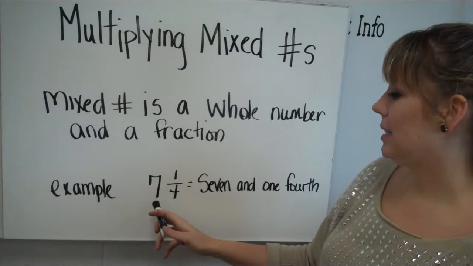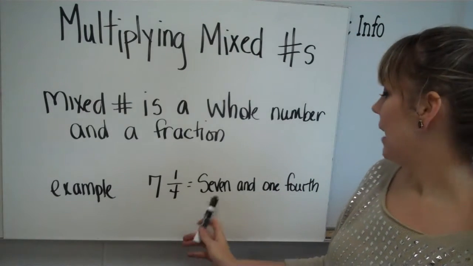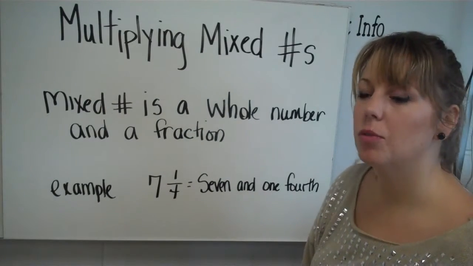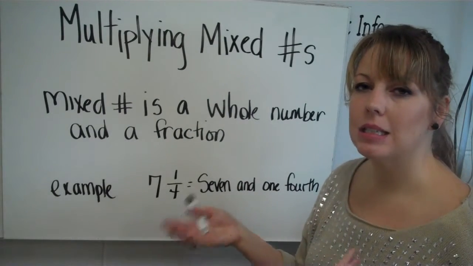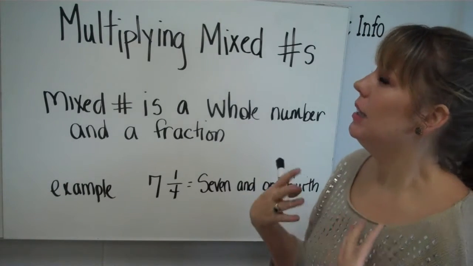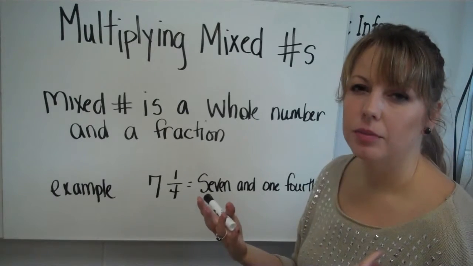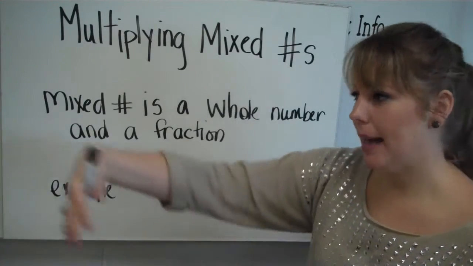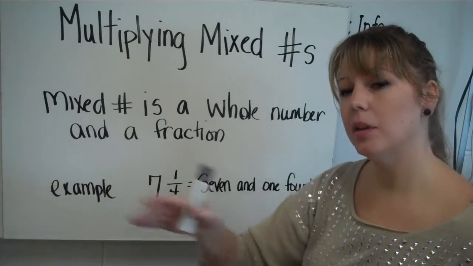An example of that would be 7 1/4. And I also wrote that in word form for you. So 7 1/4. They aren't separate entities. They are one piece together. For example, if you jog 1.5 miles, you didn't stop at 1 mile and then go a half. You went 1.5 miles all at one time.